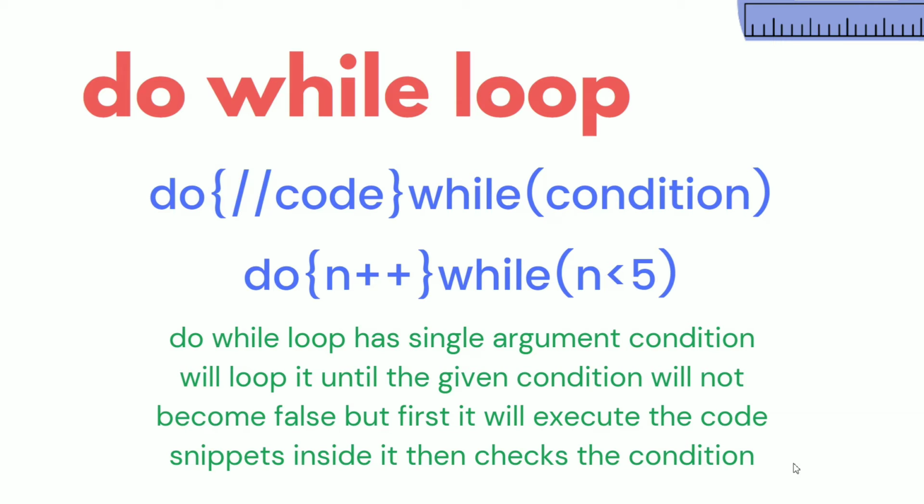And this code will execute until n is no longer less than 5. But this code will break the loop after the execution, not before the execution as in the while. Here you have the first perfect illustration of how while and do while work.